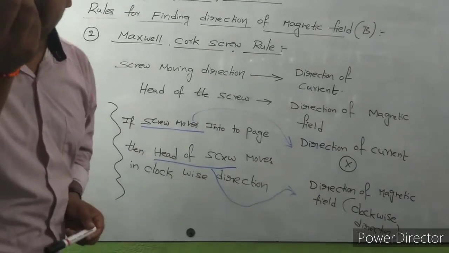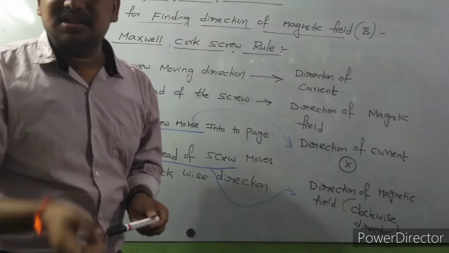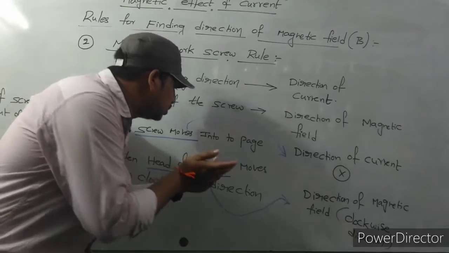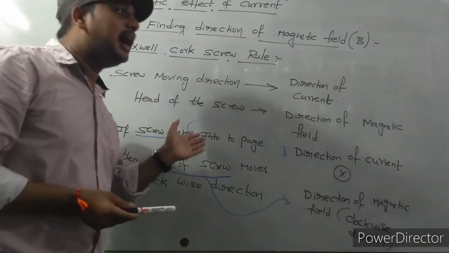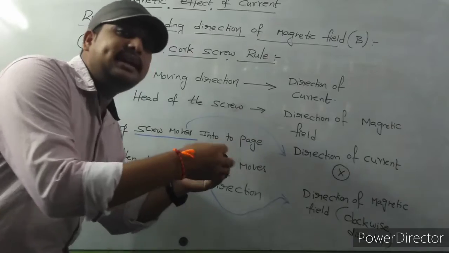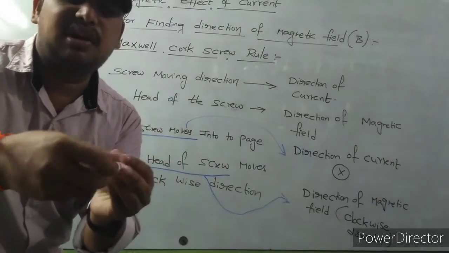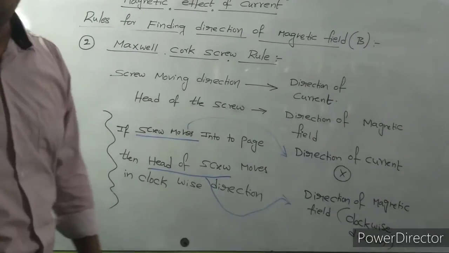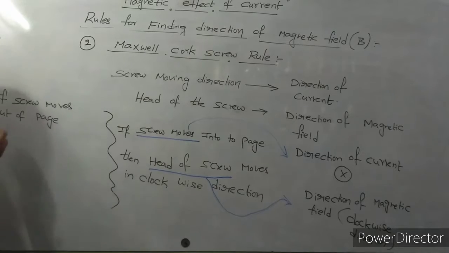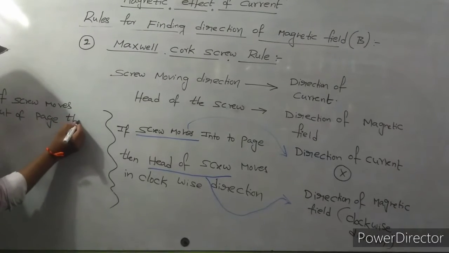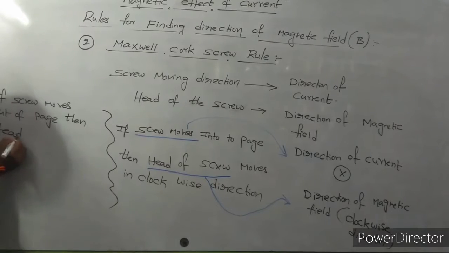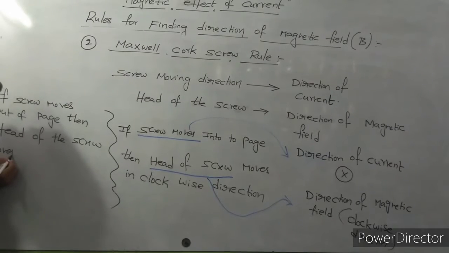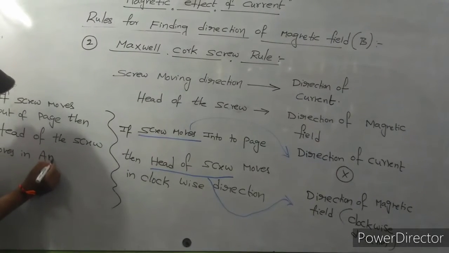So generally we observe nails, or it may be screws. How do they penetrate into the wall? If we are moving in clockwise direction, the screws penetrate into the wall. When they are coming out, if we are rotating in anti-clockwise direction, only then the screws come out. So this is the thing. If the screw moves out of the base, then the head of the screw moves in anti-clockwise direction.